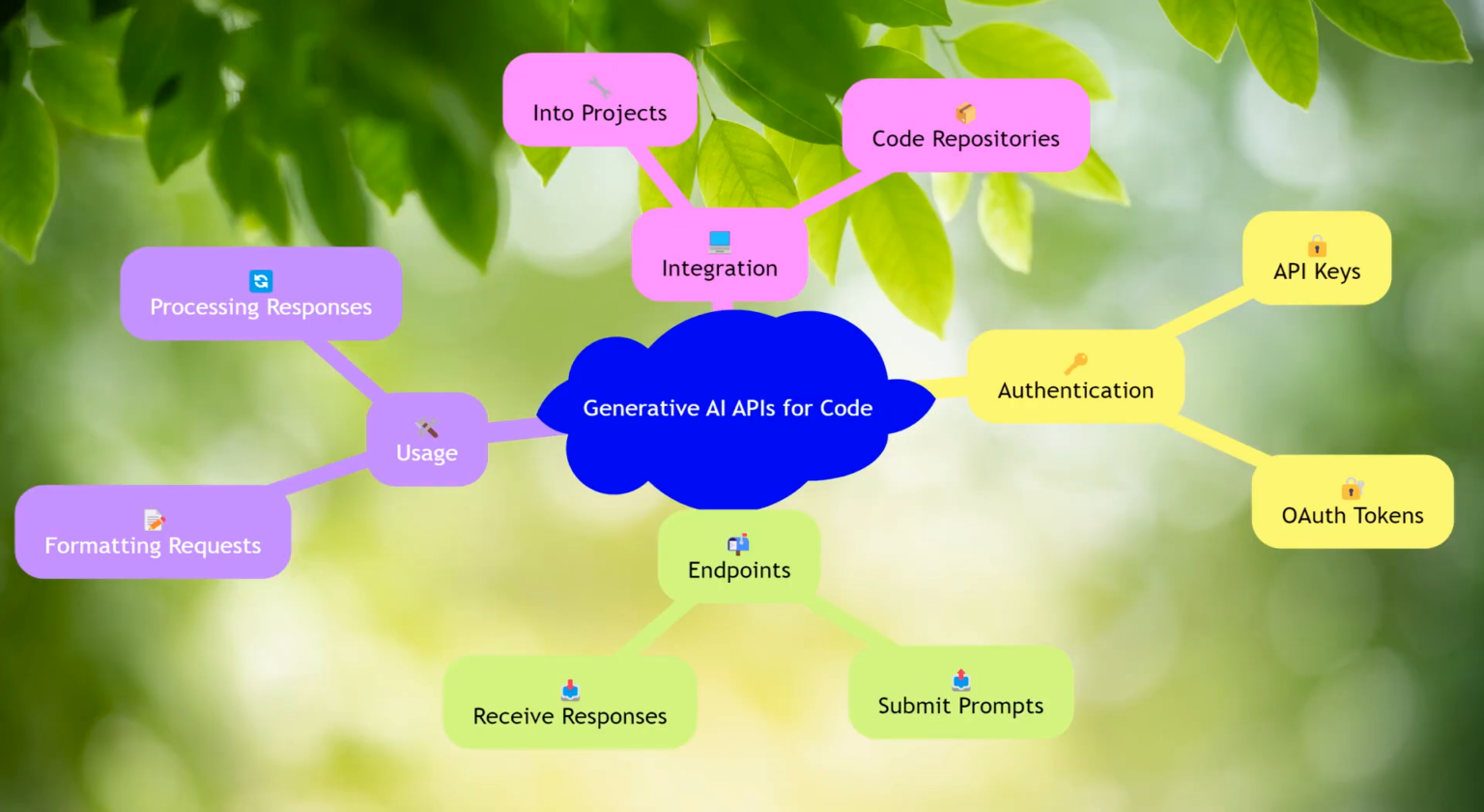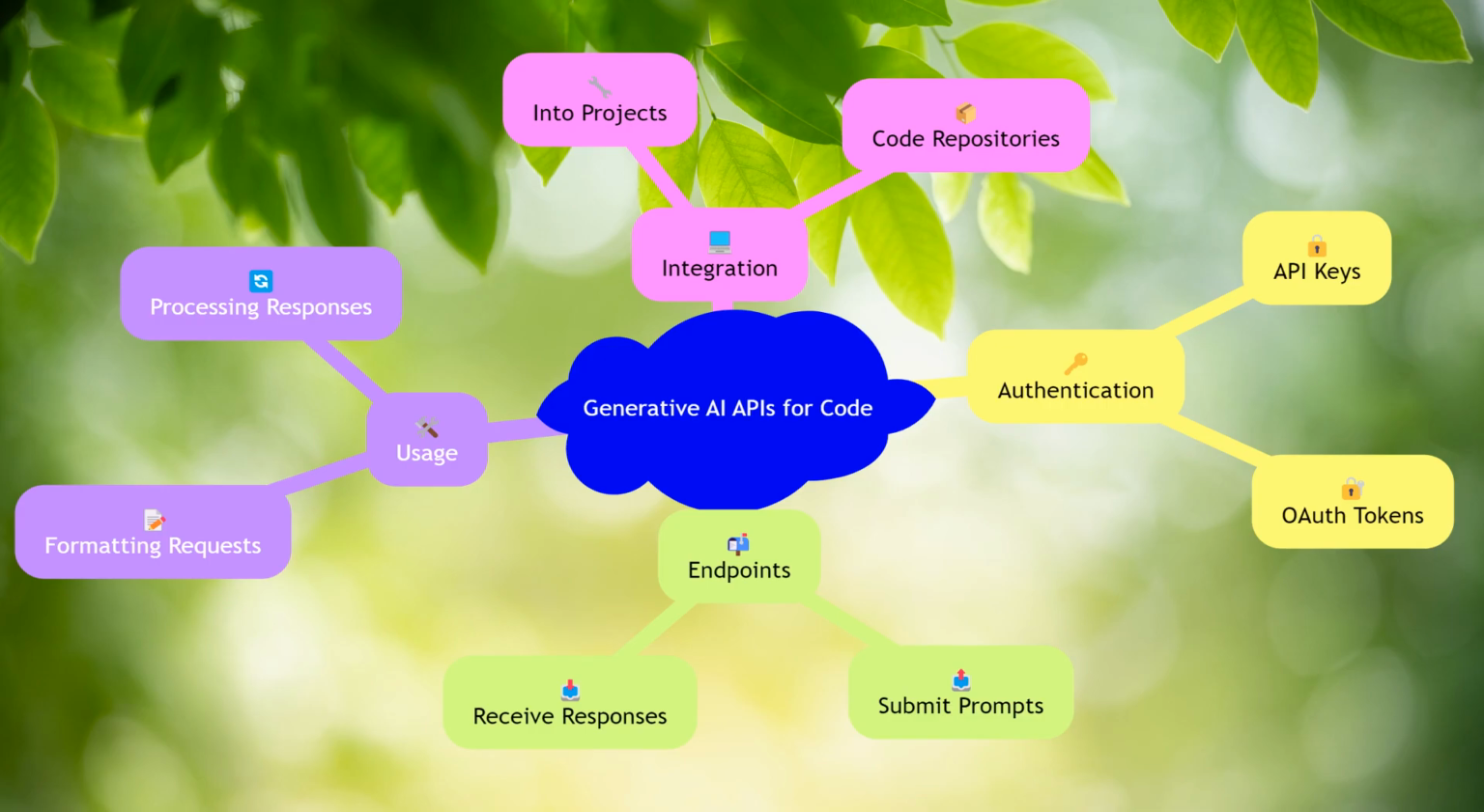Many generative AI models offer APIs that developers can use to submit code generation requests. These APIs typically require authentication and provide endpoints where developers can send their prompts. The response from the API includes the generated code, which can then be integrated into the developer's project. Understanding how to use these APIs, including handling authentication, formatting requests, and processing responses, is crucial for effectively leveraging generative AI in coding.